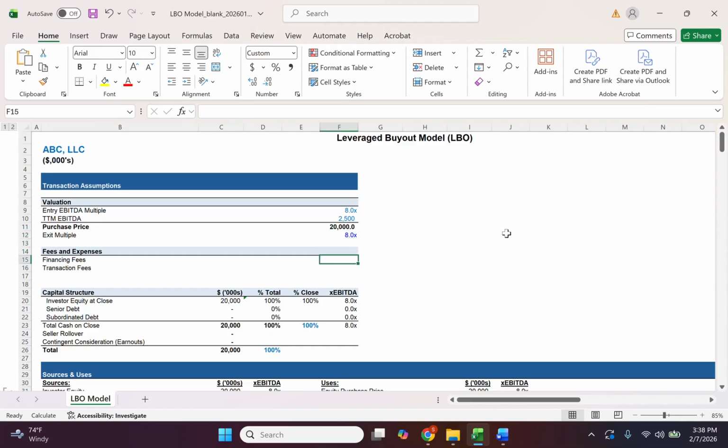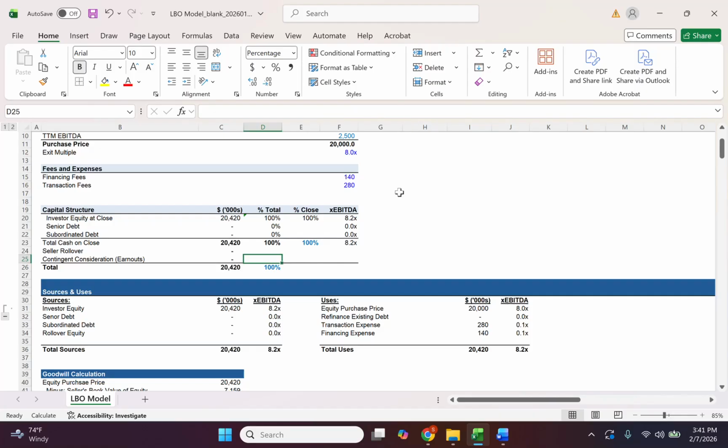And then for the transaction fees, we will enter transaction related costs. I will assume $140,000 of financing fees and $280,000 of transaction fees. So $140,000 and $280,000. So even though these numbers look small, in lower middle market deals, they do matter, especially when equity checks are tight.